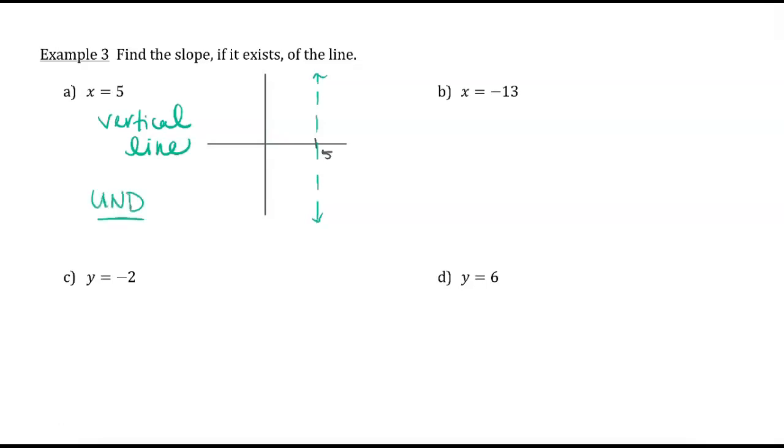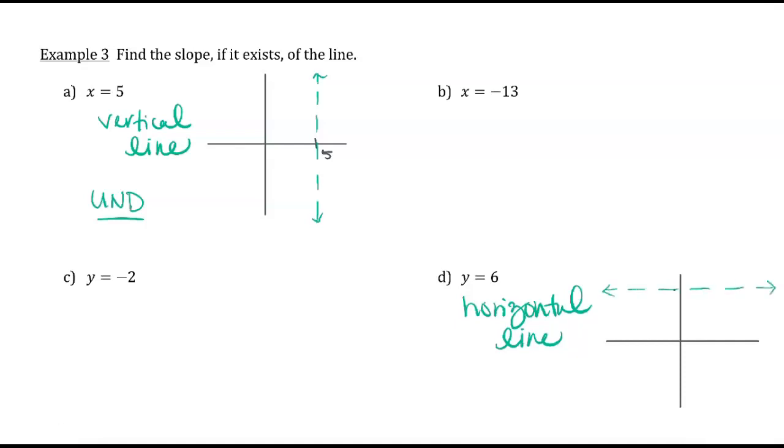Let's look at D. In D, we have y equals 6. We know that equations that look like y equal to some real number are always horizontal lines. So this, of course, is a horizontal line. More specifically, this is the horizontal line with a y-intercept of 6. We just learned that horizontal lines have a slope of 0. So the slope of this line equals 0.